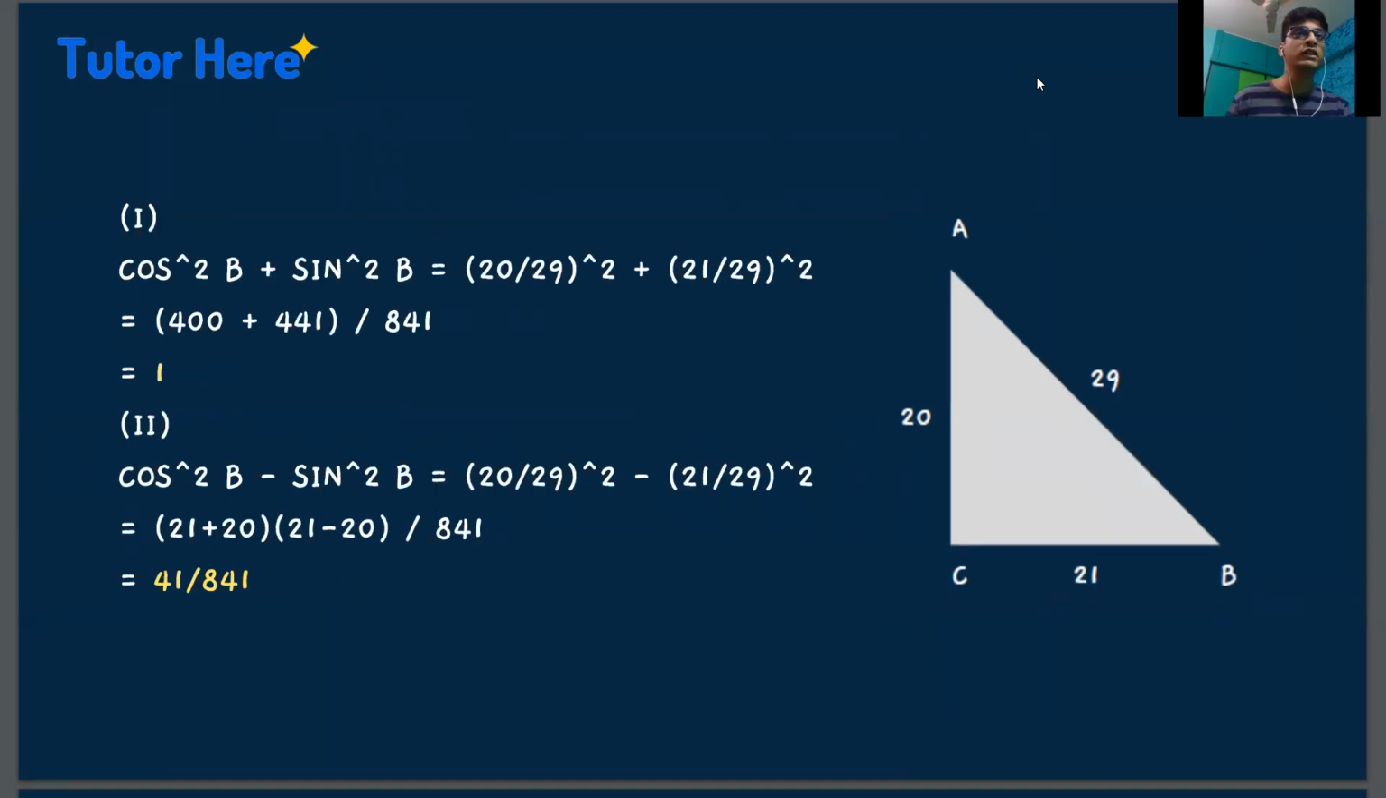Therefore, for the first one, cos square B plus sin square B comes to (20 by 29) square plus (21 by 29) square, which is 400 plus 441 divided by 841, which is 1. For the second one, cos square B minus sin square B is (21 by 29) square minus (20 by 29) square, which is (21 plus 20) into (21 minus 20) divided by 841, which is 41 by 841.